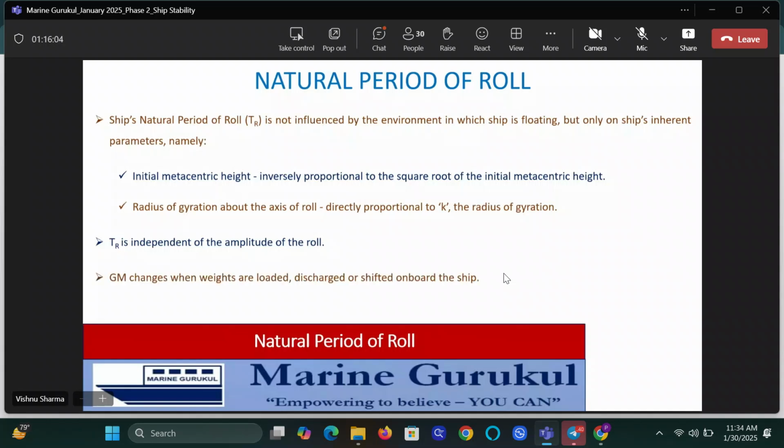You can change the GM by loading weights, discharging weights, or shifting the weights, because the KG will change. KM may also change if displacement has changed, and FSC can change. All that can lead to a change of GM. How can the radius of gyration be changed? It can also be changed the same way, by loading, discharging, or shifting of the weights with respect to the axis of roll. So TR is independent of the amplitude of the roll, and GM and K both can be changed by loading, discharging, or shifting of the weights.